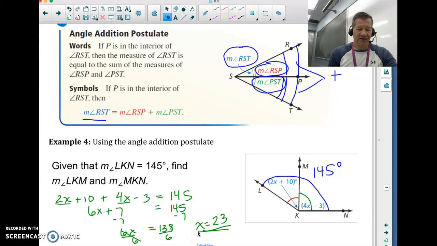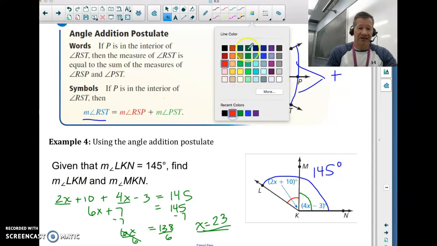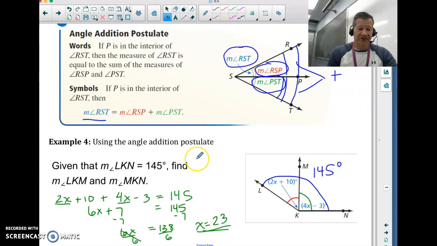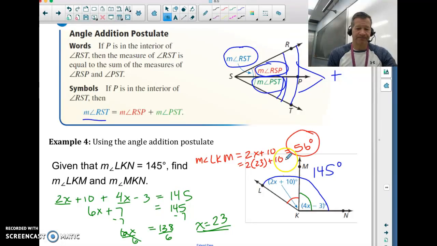Now all I did here was find out what x is. The directions say to find the measure of LKM and the measure of angle MKN. So let's do that. So first, the measure of angle LKM. Well, we knew it was 2x plus 10, and now I know x is 23. So 2 times 23 is 46, plus 10 would give me 56. So the measure of angle LKM is 56 degrees.